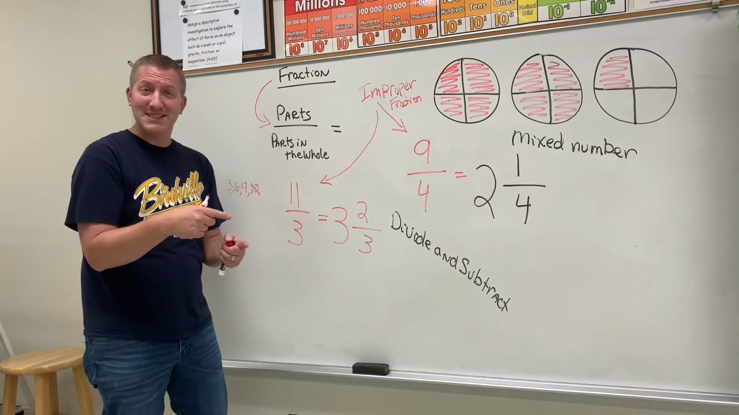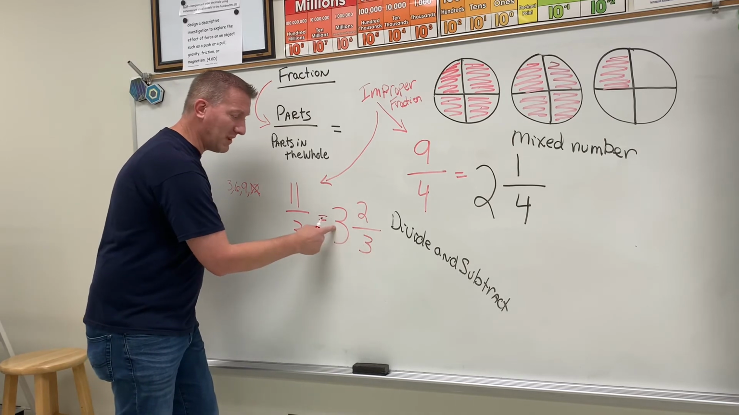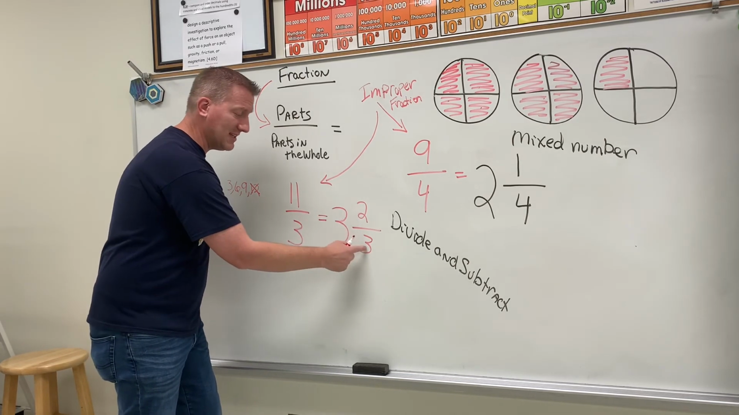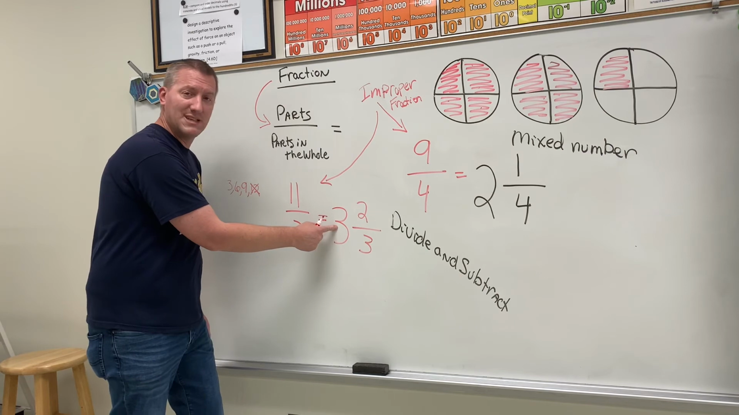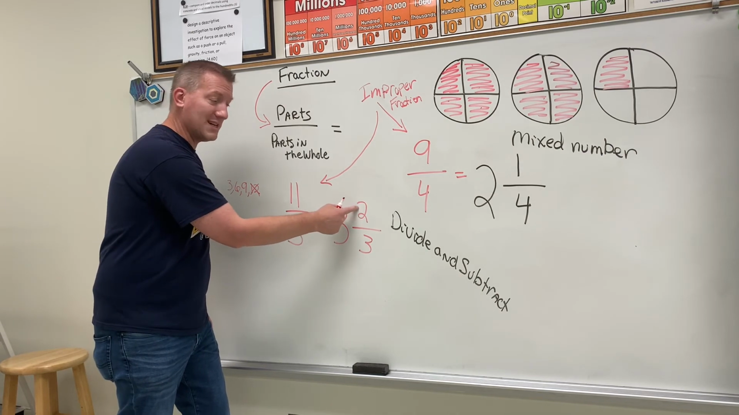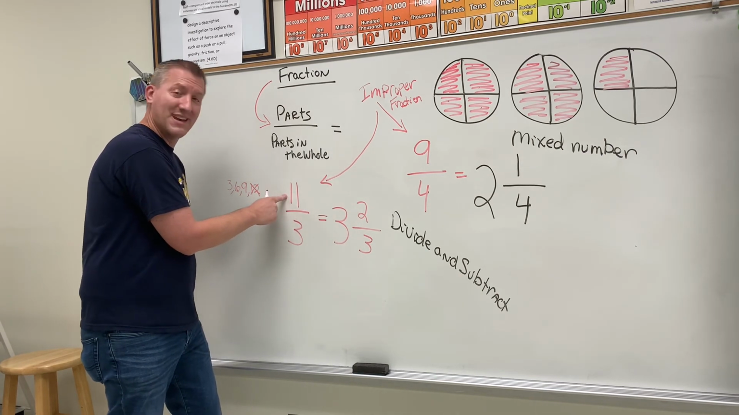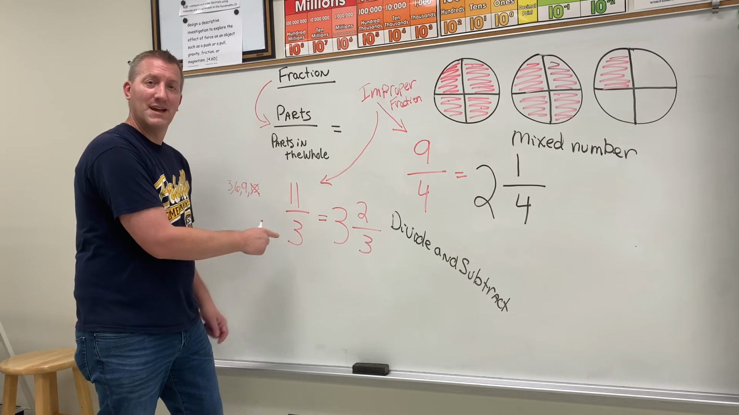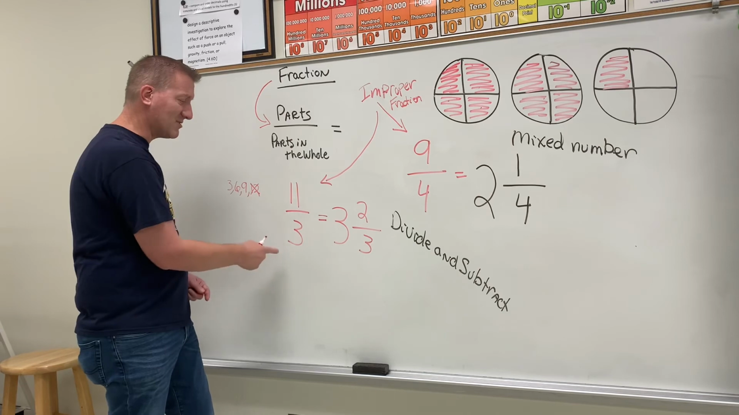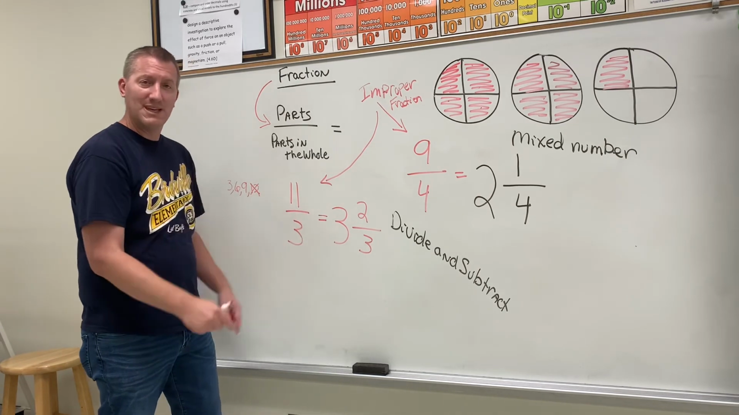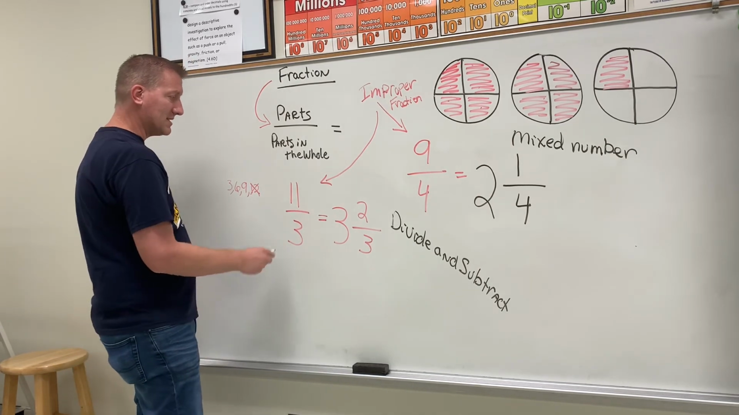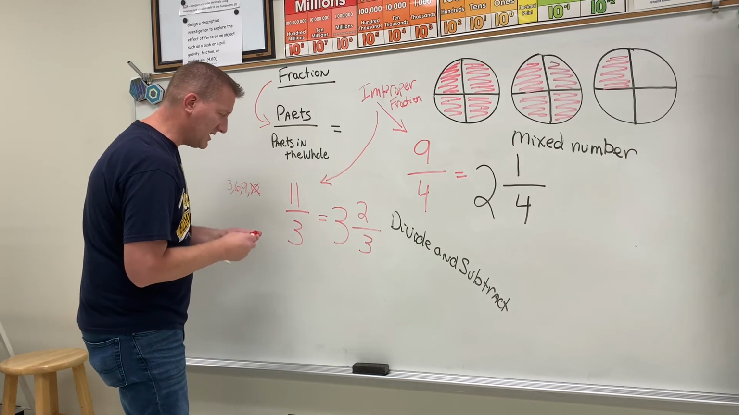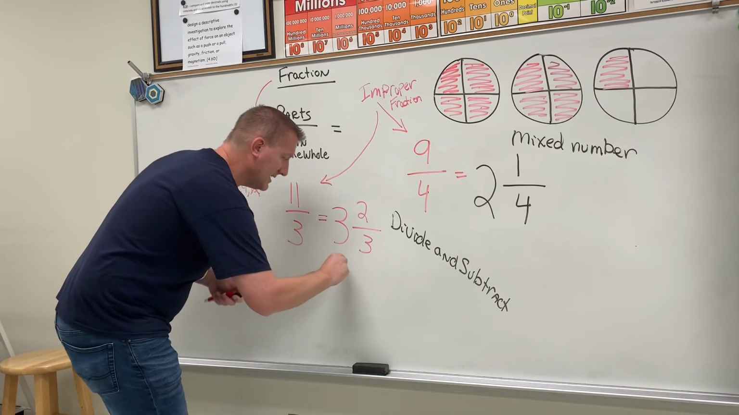Now, how can you check yourself? You just do the exact opposite. You multiply and add. Look at this. 3 times 3 is 9. Plus 2 is 11. Denominator stays the same. So I just checked my answer and it's right because they both equal. Okay, so this is the improper fraction. This is the mixed number.